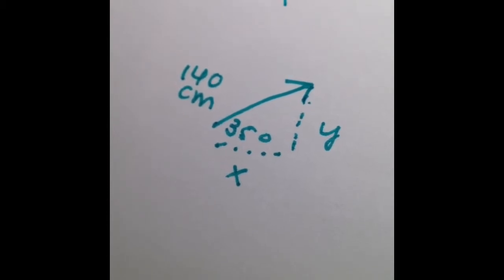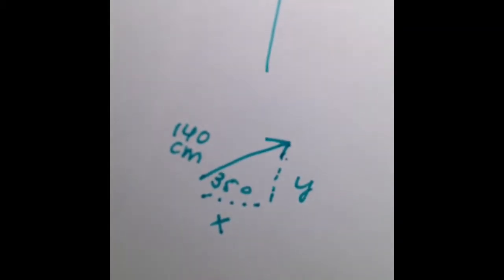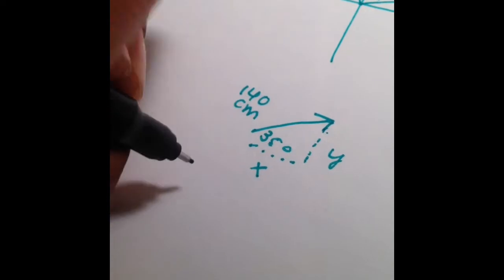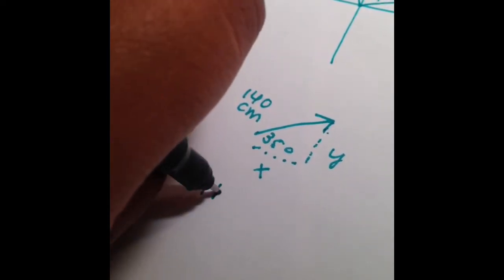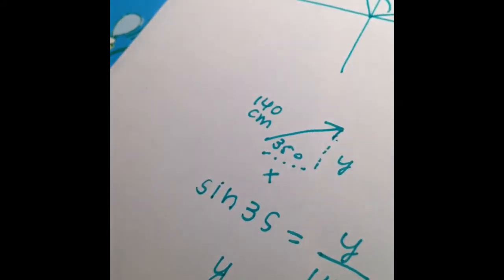So you just use your trig definitions. Let's start with solving for the y. The first thing you do is you take the sine of 35 is equal to opposite over hypotenuse, so that'll be y over 140. So when you solve for y, you're going to get somewhere around 80.3.